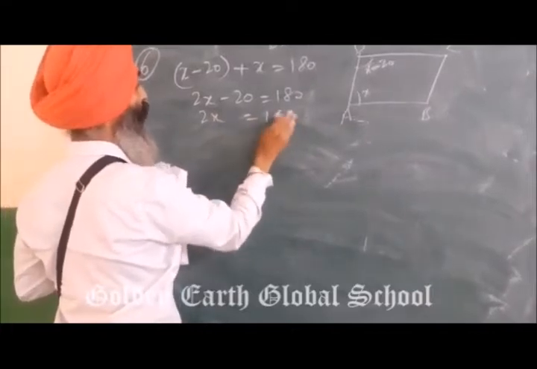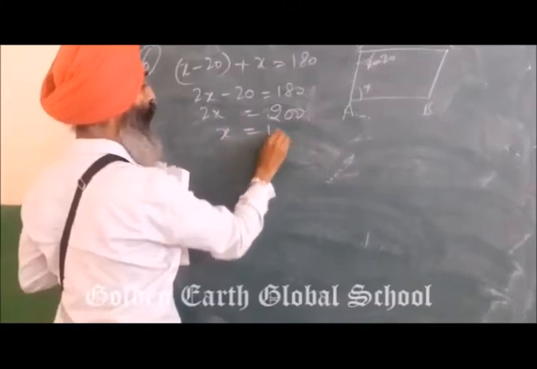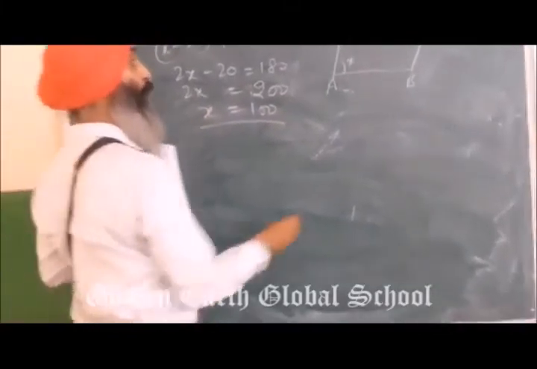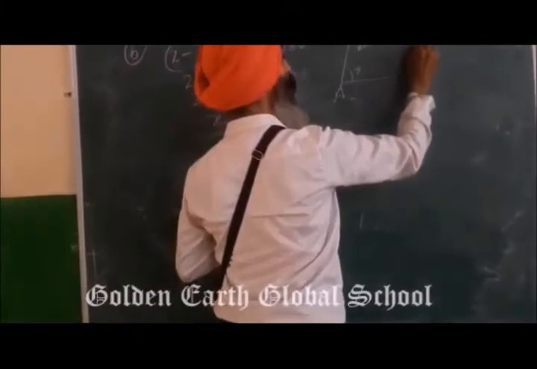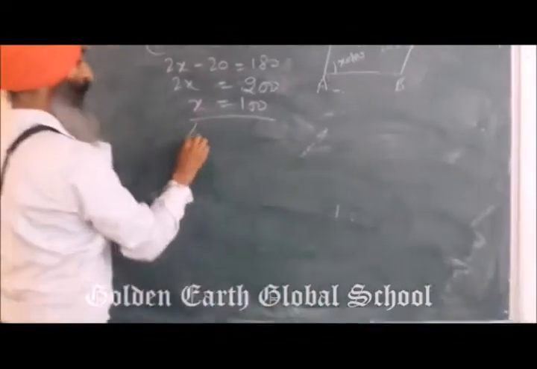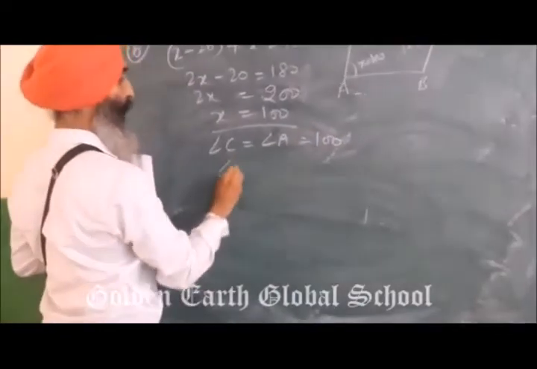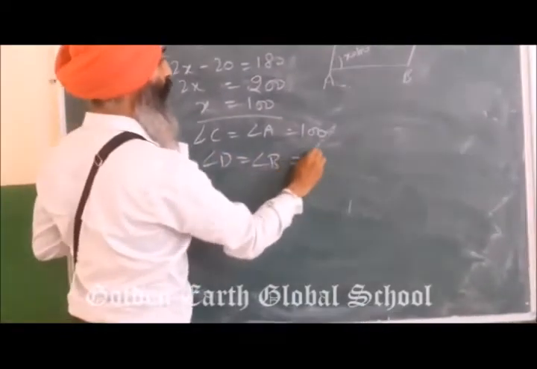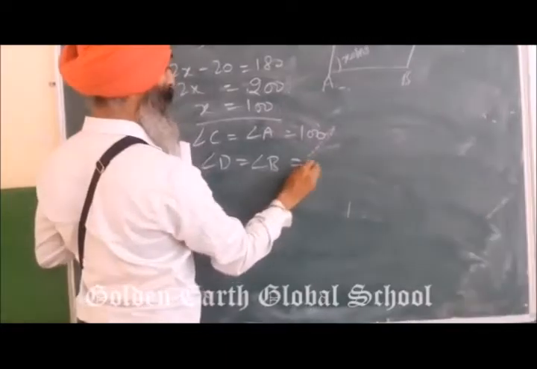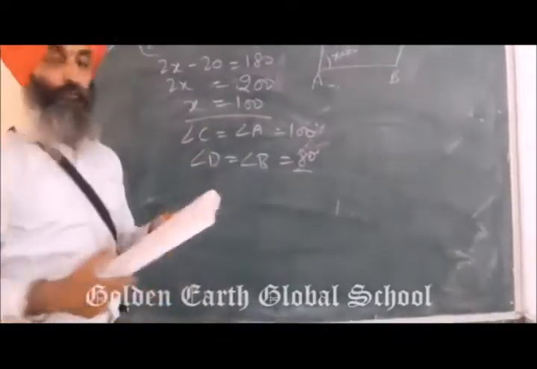It will be 2x plus 20, so x would be 100 by dividing it by 2. We know that opposite angles are equal, so C will be 100, and angle D will be equal to angle B, which is x minus 20, that is 80. So this is the answer.